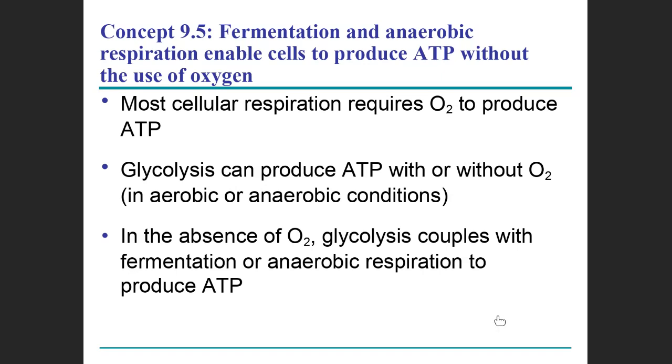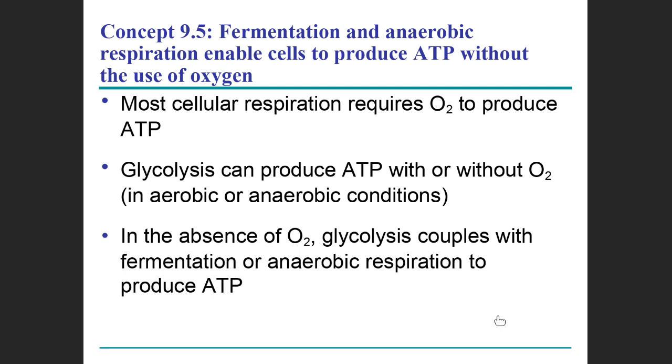So we said this whole process is aerobic. Oxygen is the final electron acceptor at the end of the transport chain to pick up those electrons and keep those electrons flowing. But glycolysis doesn't need any oxygen to function, right? So glycolysis is actually an anaerobic process. No oxygen is required for glycolysis to occur.